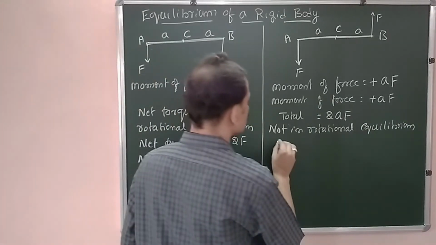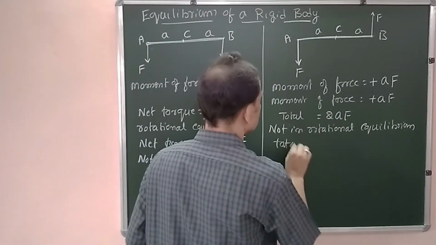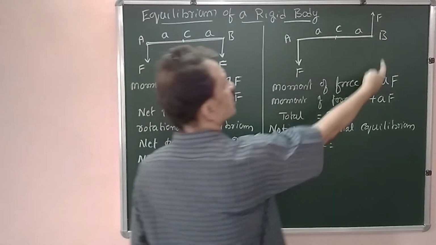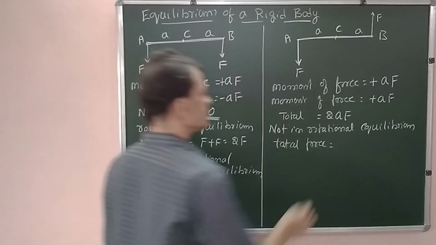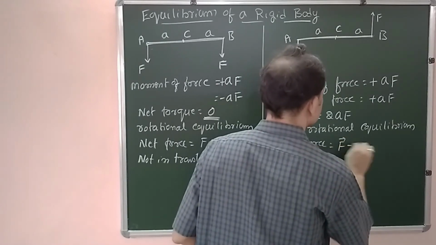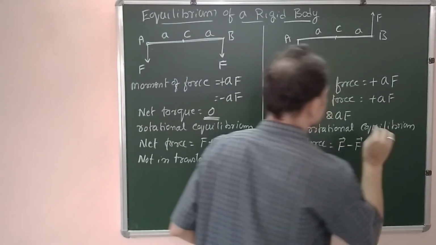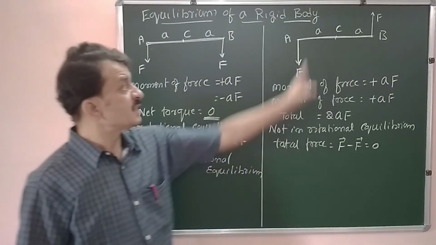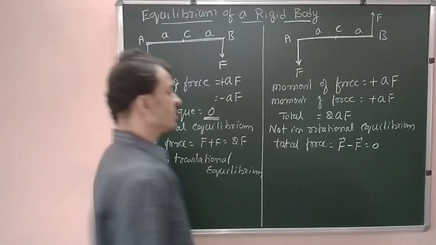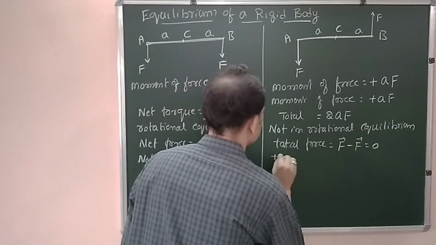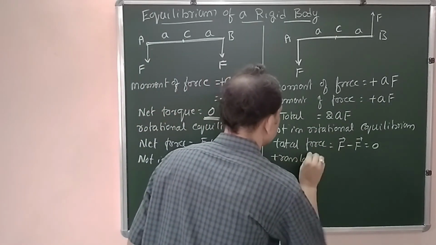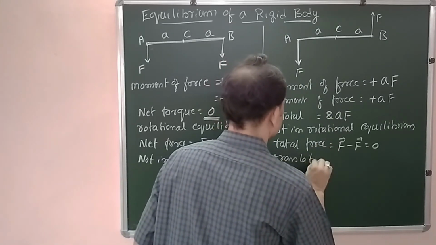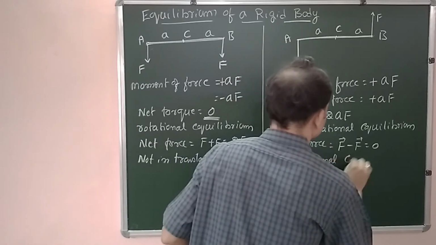But if you calculate what is the total force acting, now one force is downwards and one force is upwards, they are equal and opposite, therefore the total net force is F minus F, so that is equal to 0. Net force is 0. Since the net force is 0, according to the definition, the rod is in translational equilibrium.